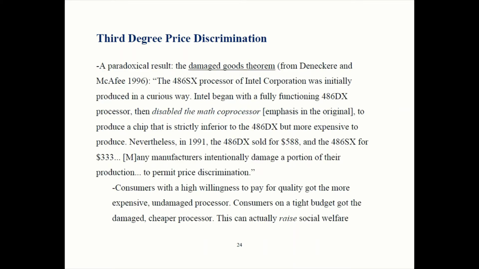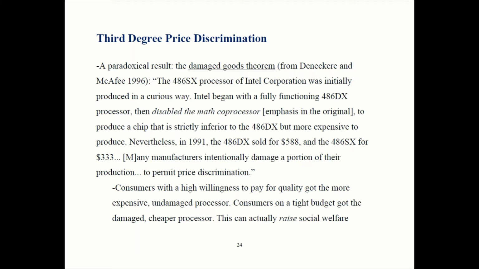So there's one surprising result with third degree price discrimination, and that's called the damaged goods theorem. Paradoxically, damaging on purpose some of your own goods, if you're the firm, can be efficient, can raise your profits, and even raise social welfare. So here's the article that introduced this idea. Well, maybe introduced is not quite the right word. They popularized it. It might have been around earlier.